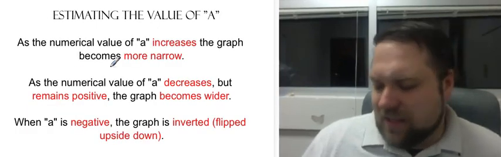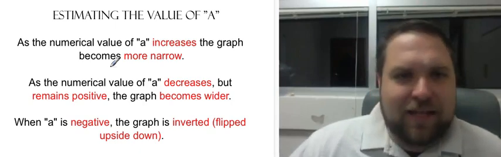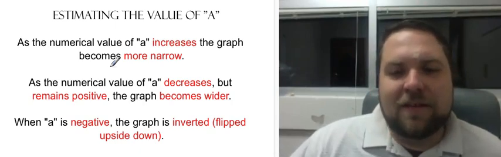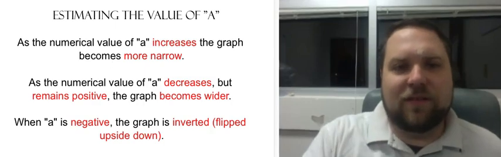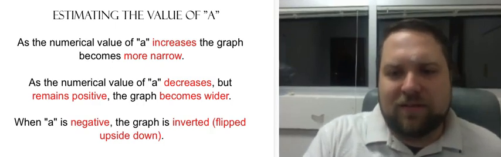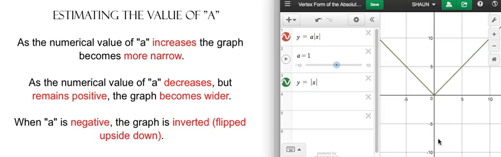Now, another thing we can do, knowing that, is estimate the value of a based off of what the graph looks like. And I'm going to pull up our friend Desmos here so that we can take a look. What you see right there is y equals the absolute value of x. This equation right here, and you can see it is in green. And I have over here y equals a times the absolute value of x. And right now a is set to 1 so that those two graphs match.